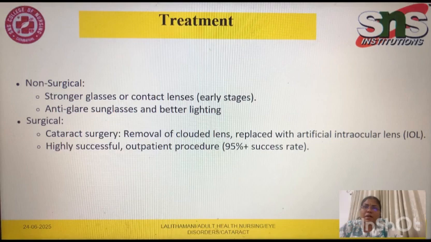The surgical management includes cataract surgery, removal of clouded lens and replacing it with another artificial lens. This condition is highly successful, and it is done as an outpatient procedure. A 95% success rate is seen in this condition.